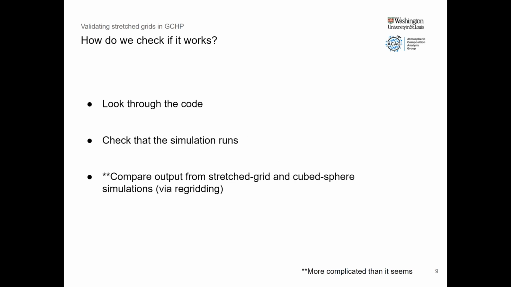So first, just to get us started, how do we check if the stretch grid capability works? The first thing you'd probably do is look through the code, check that none of the model components like chemistry or emissions are using grid-related parameters that they shouldn't be. The second thing would be checking that the simulations actually run. So launch a bunch of stretch grid simulations, check that they don't seg fault. But then eventually we do need to compare stretch grid simulations to cube sphere simulations. And in order to do that, we'll need to regrid the stretch grid data to the cube sphere. And that's where we're going to run into some complications.